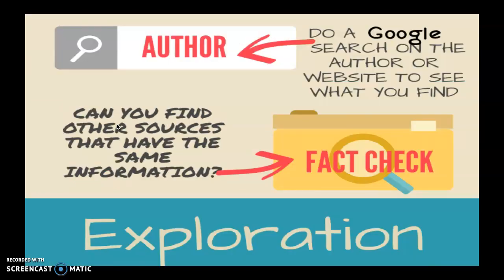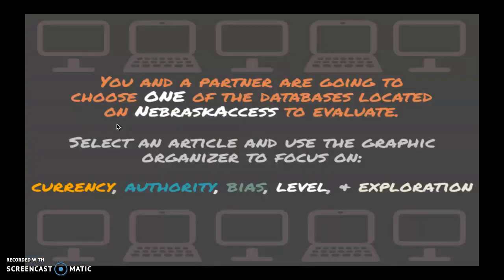Exploration then. Okay, do a Google search of the author. See what you find. Are there articles saying how great they are or what they've studied and what they've done, or are there articles saying, hey, this person's been known to bend the truth a little bit or they're biased this way? Try to find out what you can. See if you can find other sources that have the same information. Now you're fact checking. That would be a great thing.